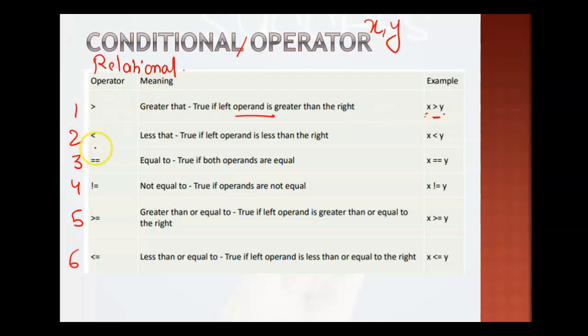The same is there for less than. It is true if the left operand is less than the right operand, because this is the less than operator. So if the first value is less than the second value, the left hand side operand is less than the right side operand, in that case you will get a true result.